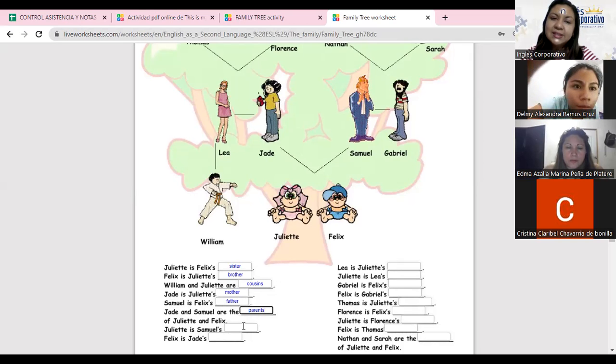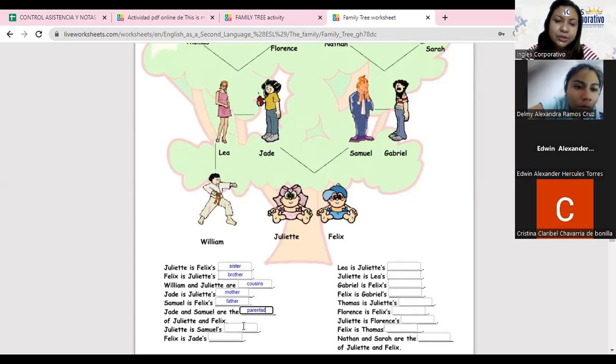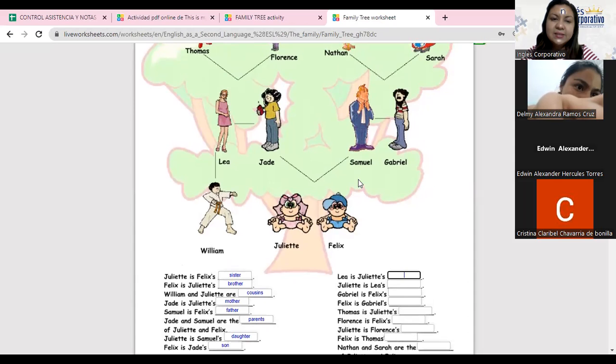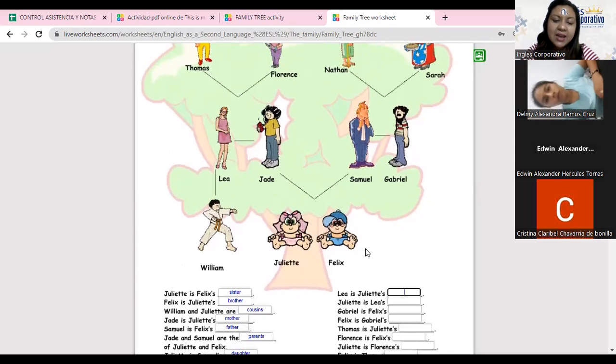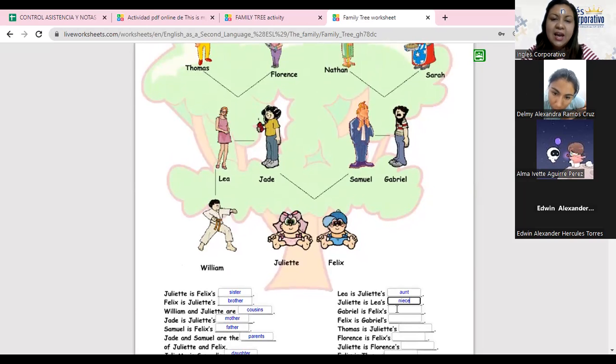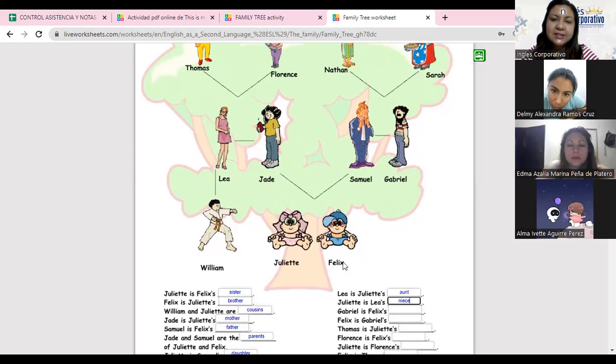Juliet is Samuel's daughter. And Felix is Jade's son. Leah is Juliet's aunt. Exactly, aunt. Juliet is Leah's niece. Gabriel is Felix's uncle. Felix is Gabriel's nephew.